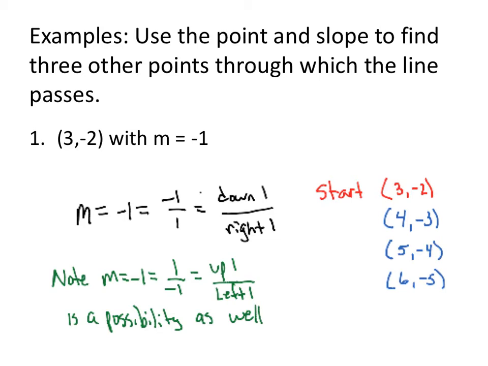Now keep in mind that negative 1 could be written as 1 over negative 1, in which case we'd go up 1 and left 1. And that's okay. We could do that. The only difference would be here. Instead of adding 1 in x, I would go down 1 in x, and I would go up 1 in y. Down 1 in x, up 1 in y. And I can find 3 points that way as well.